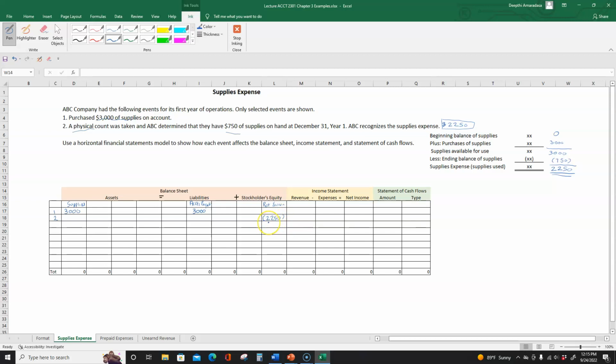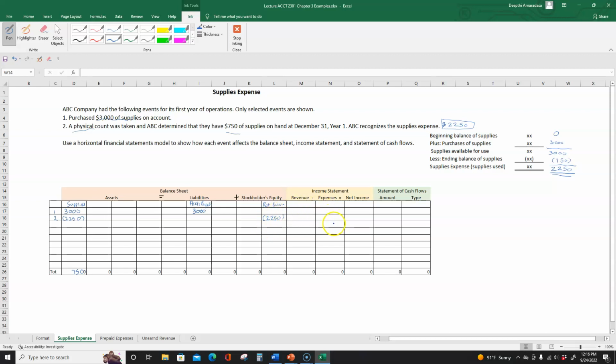Next, what else happened in the balance sheet? Well, if we used $2,250 of supplies, our supplies account would have decreased by that amount. So I'm going to decrease supplies by 2,250. I should have done this in Excel because then it would automatically adjust the totals. If you did it using Excel, you'll see that the remaining ending balance of supplies is 750, which is what they told us in the question. That takes care of the balance sheet for that transaction.